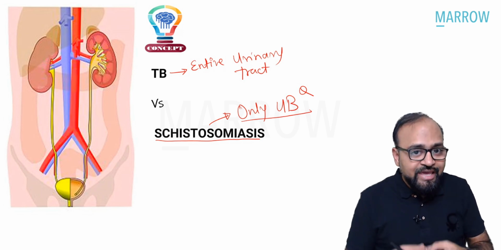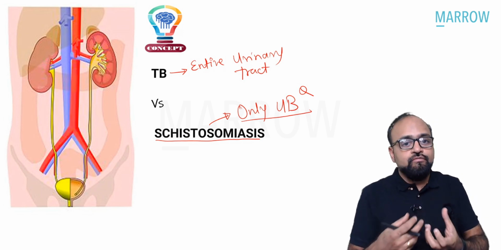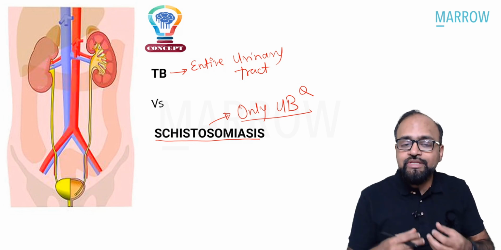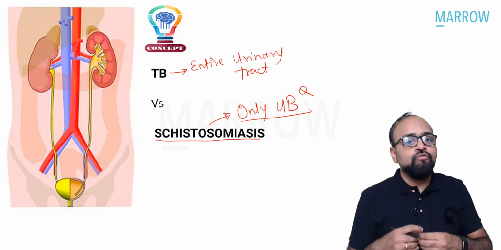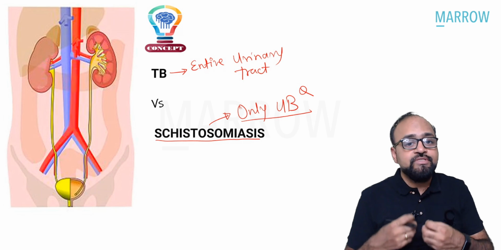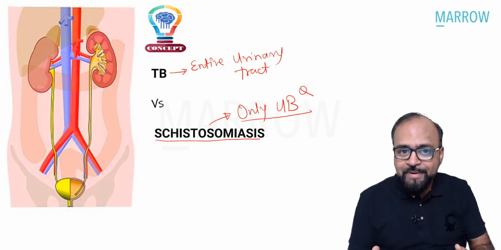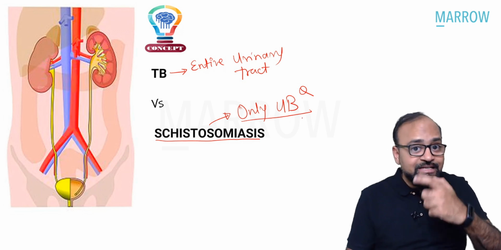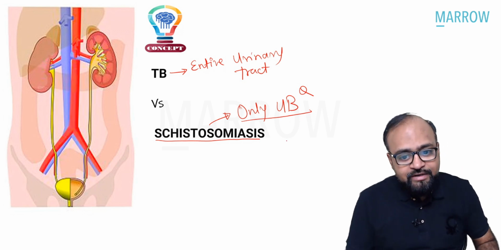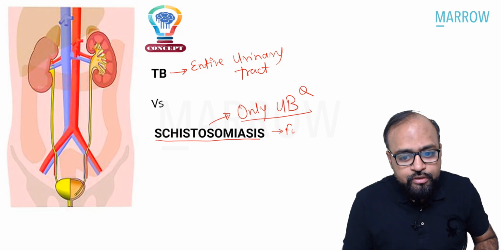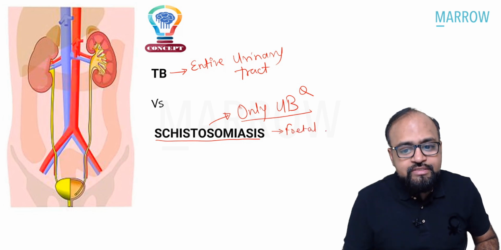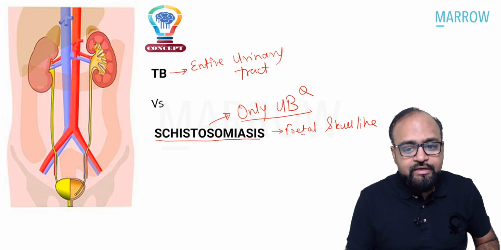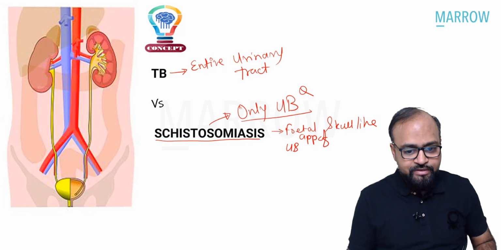Why? Because the eggs of the parasite are laid along the vessel walls in the wall of the urinary bladder. So there is an inflammatory response. The wall gets chronically inflamed, it becomes thick, right? The bladder capacity is shrunken, and this is what may over the long term give rise to the calcification of the wall of the urinary bladder. So this gives rise to the fetal skull-like appearance of the urinary bladder.